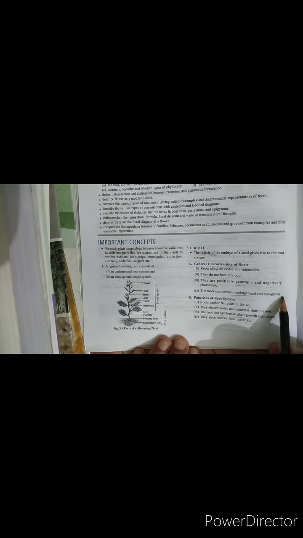And the general characteristics of roots. Roots show no nodes and internodes. They do not bear any bud. They are positively geotropic and negatively phototropic, means they grow towards gravity and away from light. Roots are normally underground and non-green part of the plant.